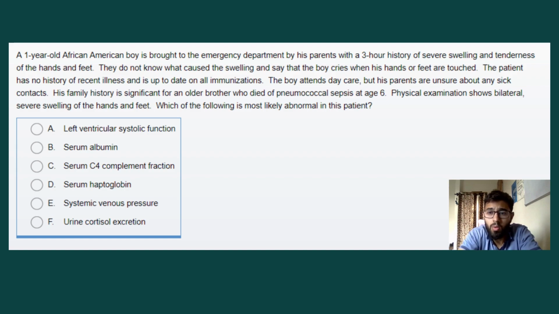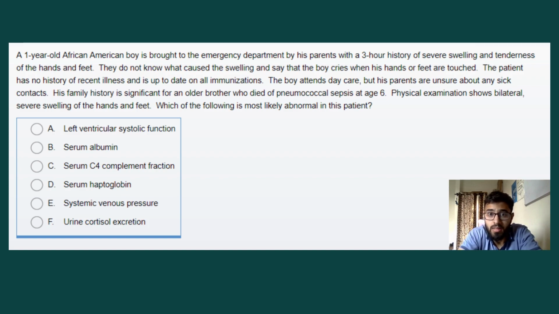So, okay, what is that thing which comes to your mind when you read through this vignette? You have a 1 year old patient who is African American. This is very important, and he has his hands and feet swollen. Most probably, he would be in pain as well.